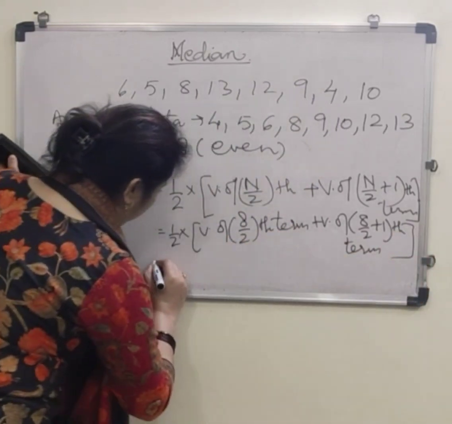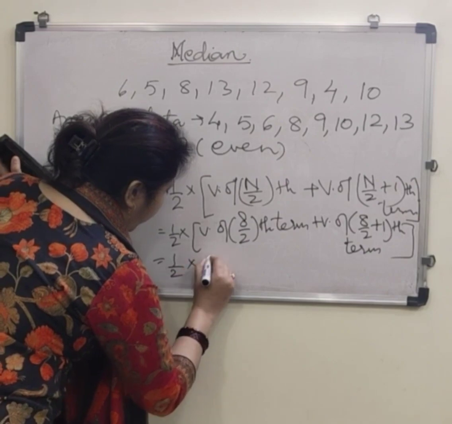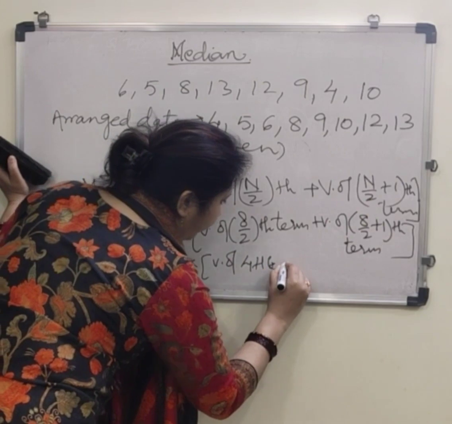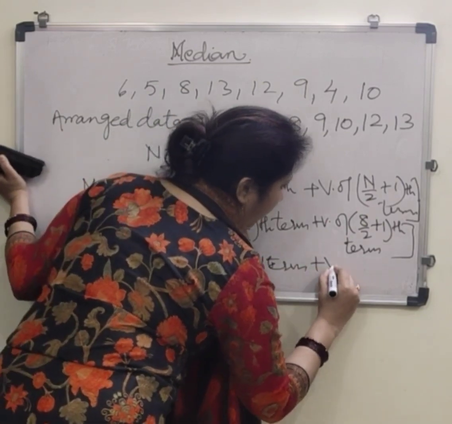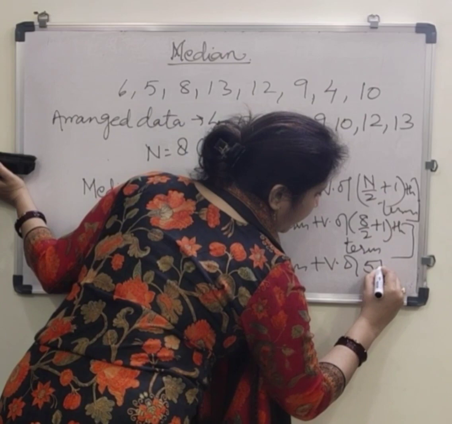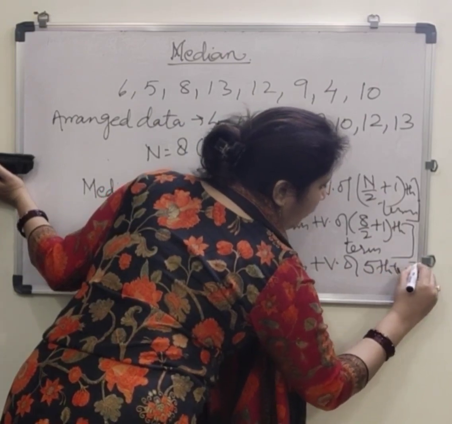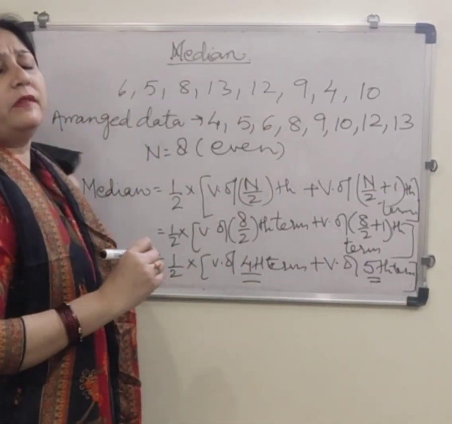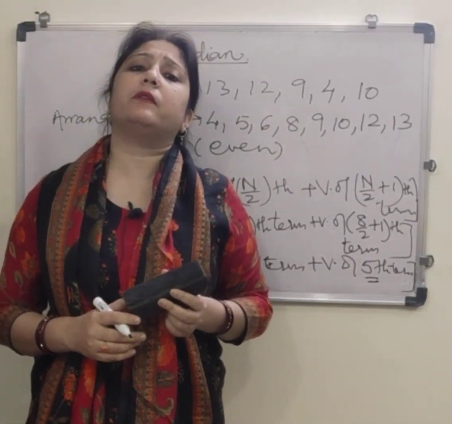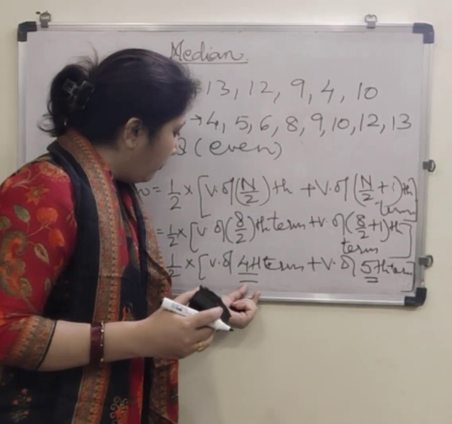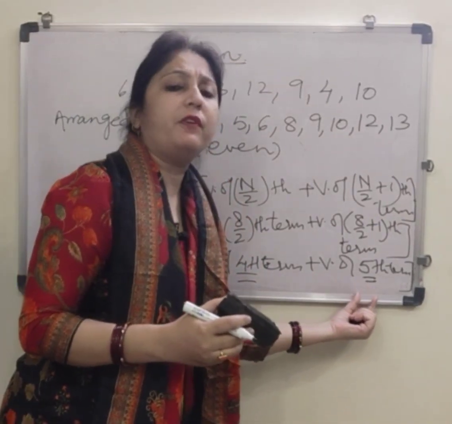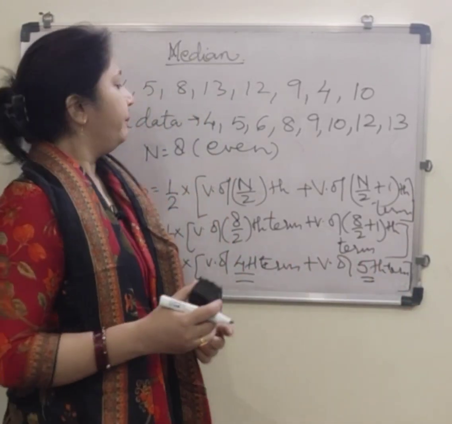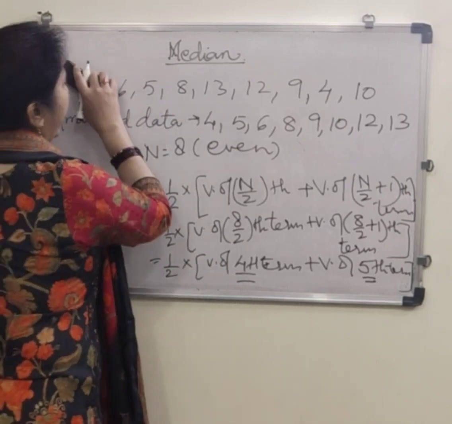This becomes half of the value of the 4th term plus the value of the 5th term. Children, it will always come like this: whatever comes first, its successor will come over here. This is the easiest way to learn this. If I am getting 4 over here, the value of the 4th term, then it is the value of the 5th term. If it is the 6th term, then it is the 7th term, like this. So, we go for it.